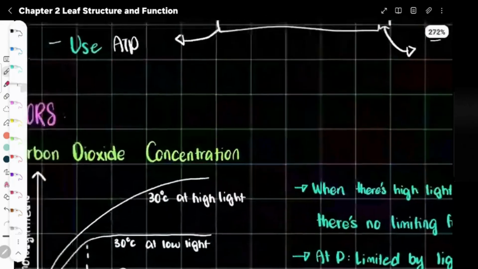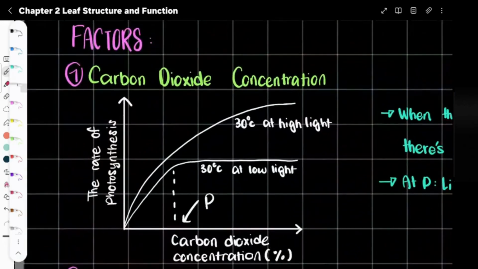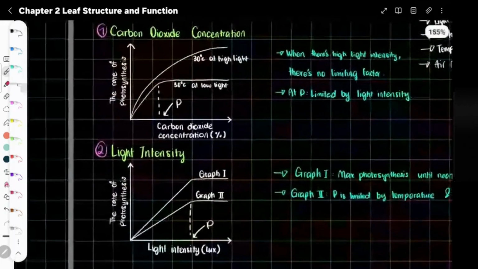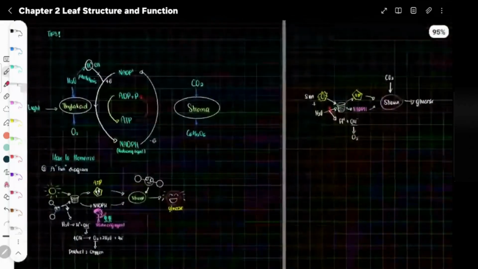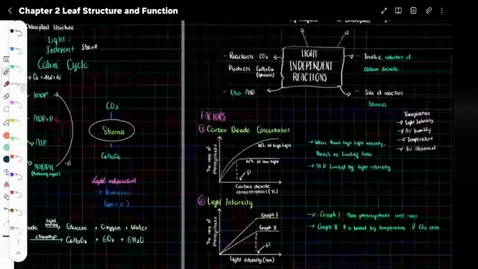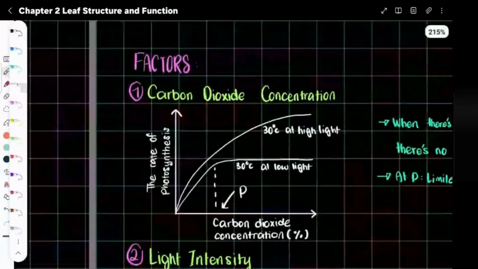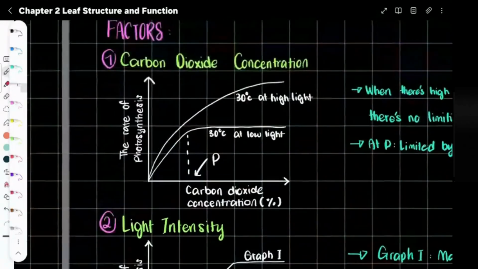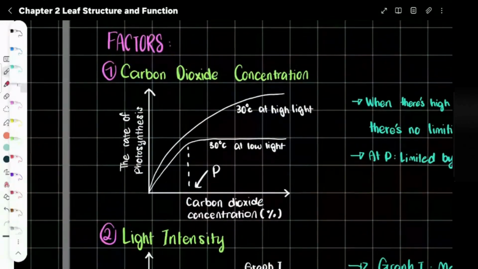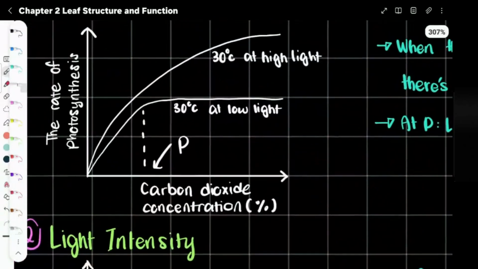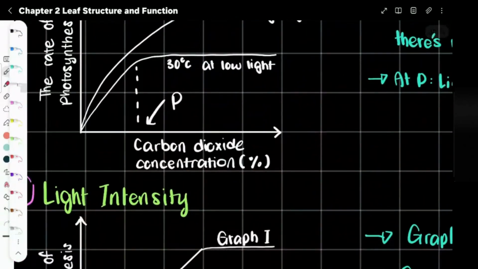Now there's a different factor, for photosynthesis. So for photosynthesis, there are two factors: carbon dioxide concentration and also light intensity. This one is the same concept as well. All you need to know, you need carbon dioxide, right? Remember, for photosynthesis you need carbon dioxide.